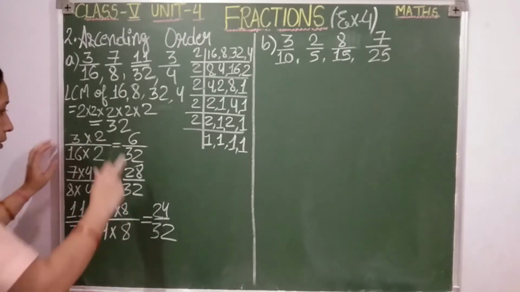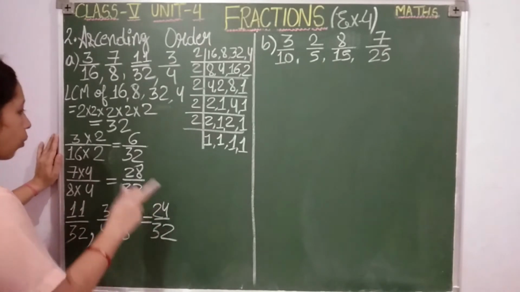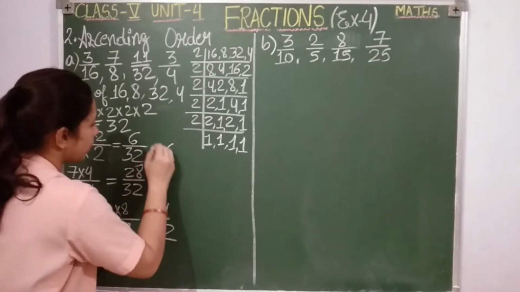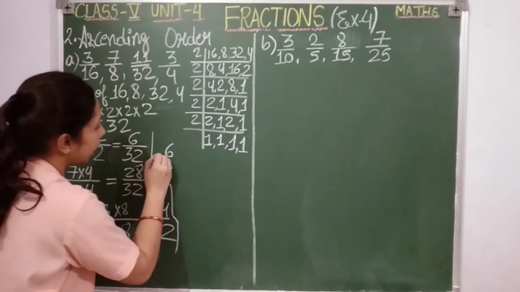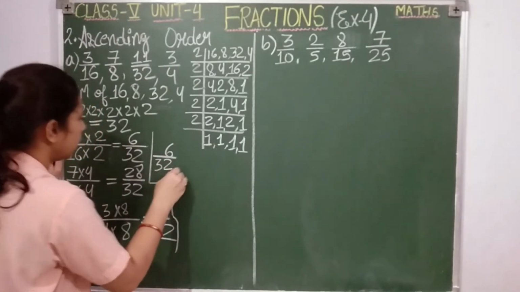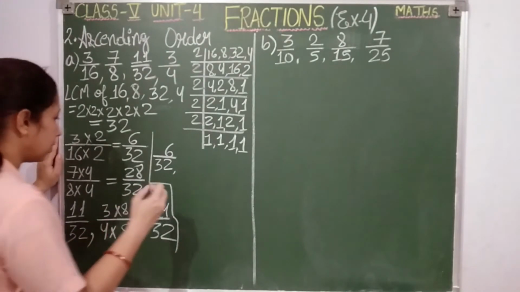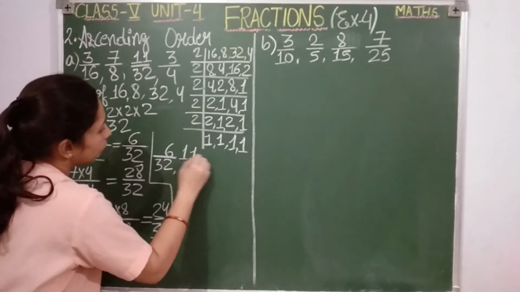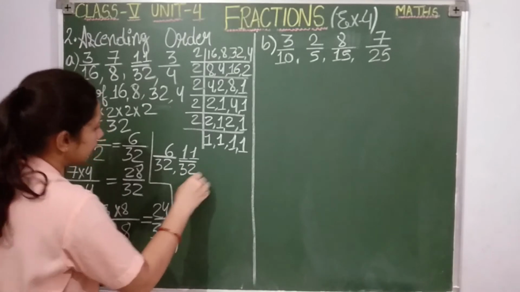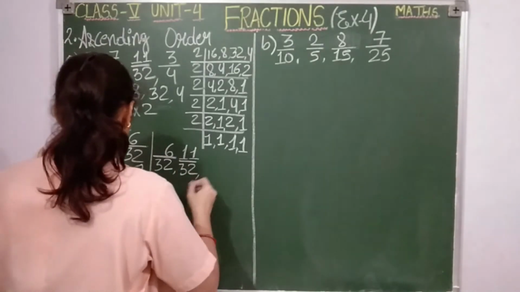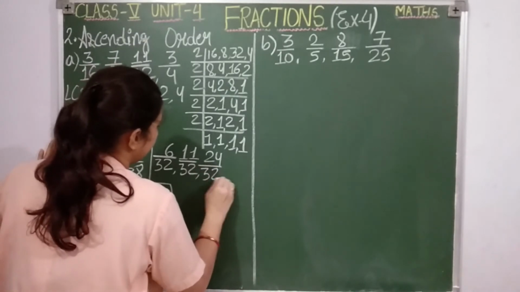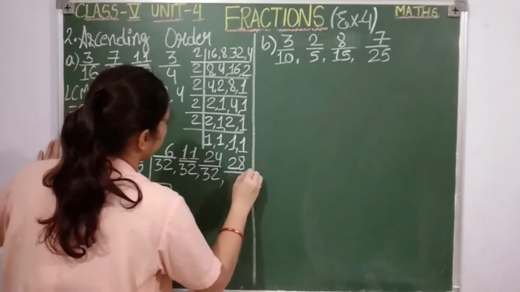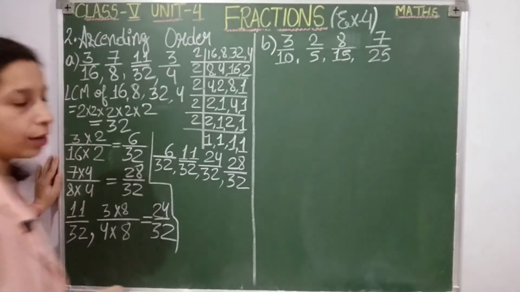So here I'll find first the smallest fraction, that is 6 upon 32. So here I'll write 6 upon 32. Then I'll write 11 upon 32. Then the next one will be 24 upon 32. And the greatest one will be 28 upon 32. I hope it is clear to you.